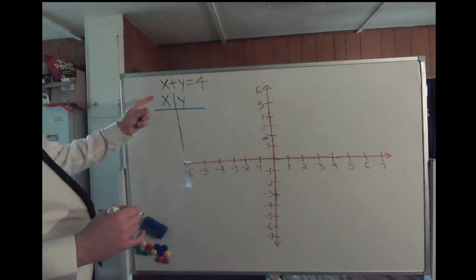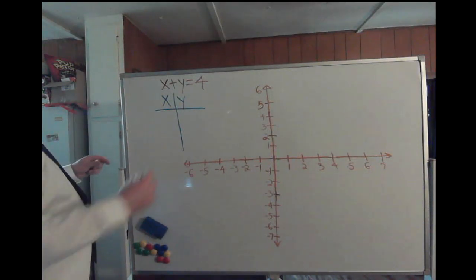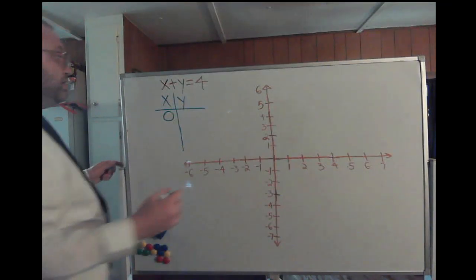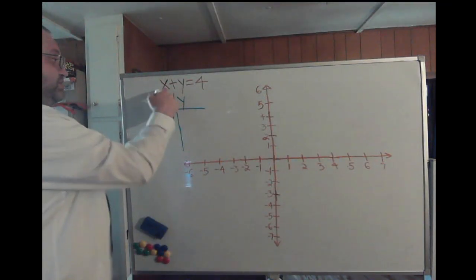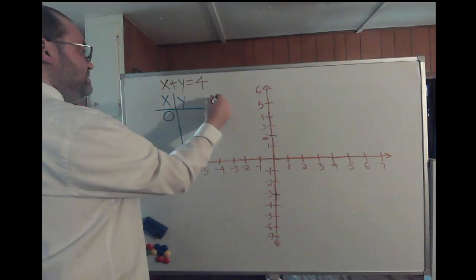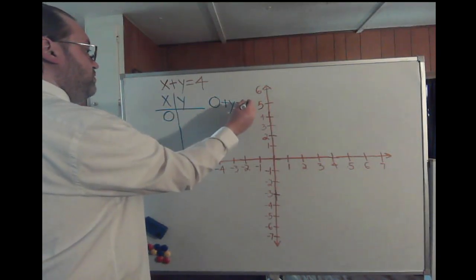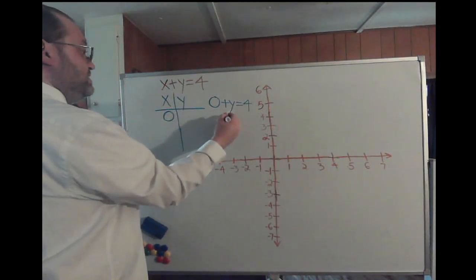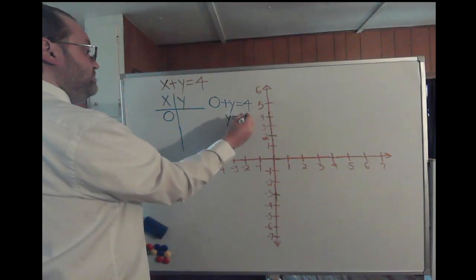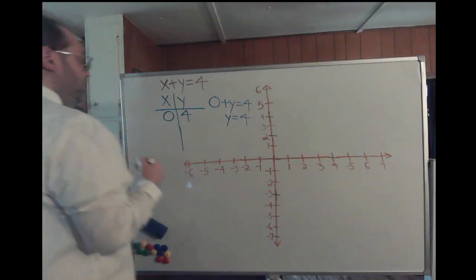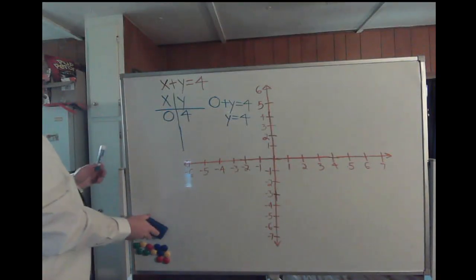Pick any number you like for x. So we'll say x is 0. I like to start at 0 a lot. So what you're going to do is substitute 0 in for the x in that equation, so you'll have 0 plus y is equal to 4. Well, 0 plus y is y. Well, that tells you that y equals 4. So when x equals 0, y equals 4. Simple enough, right?